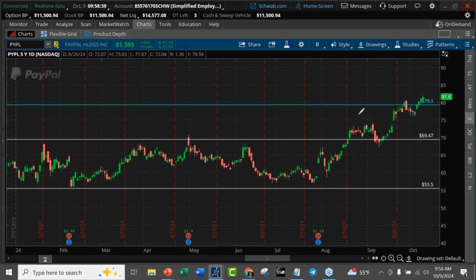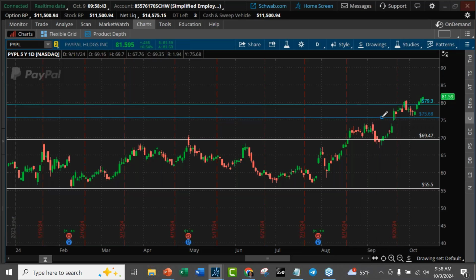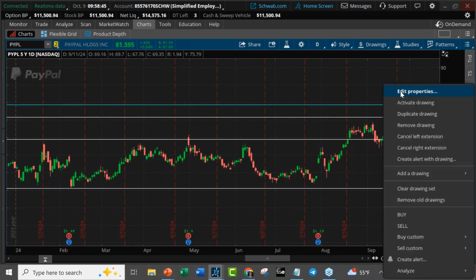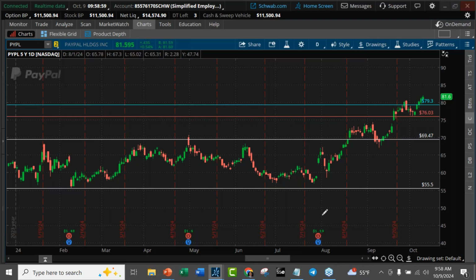When I say stop, it doesn't imply a stop market order. It means where am I going to get out? What would be the point where this trade had failed, right? So I have my predetermined exit point at 76.03. And I make that red because if it hits that level, that's not good, right?